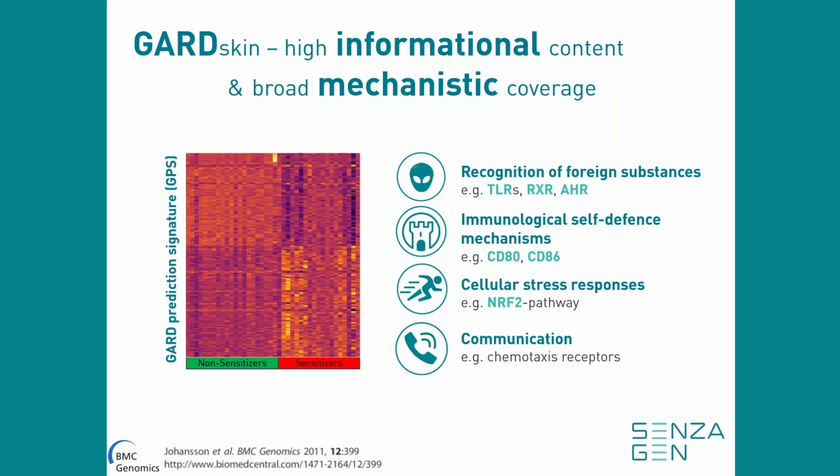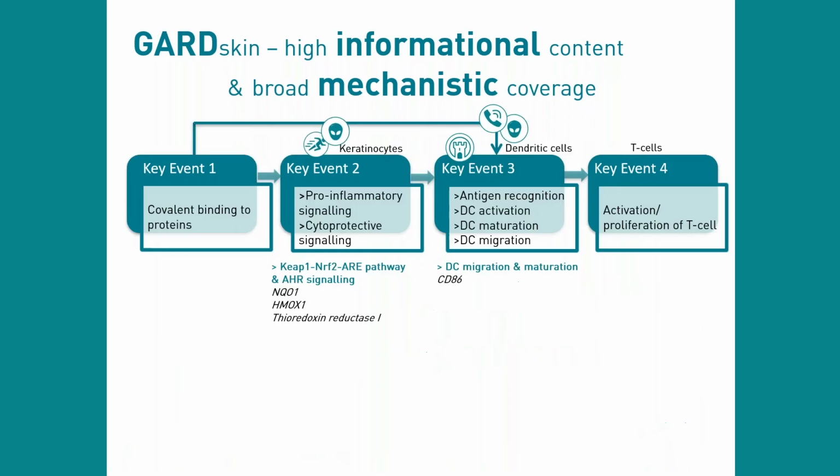So we, for example, measure the different toll-like receptors, the co-stimulatory molecules, genes that are involved in the cellular stress response, such as the NRF2 pathway, and we also measure a few chemotaxis receptors. If we try to map the genes in our biomarker signature to the different key events in the adverse outcome pathway, we can see that we already measure CD86, which is the endpoint measured in the h-CLAT, for example, and we also measure the NRF2 pathway, which is the endpoint measured in KeratinoSens.